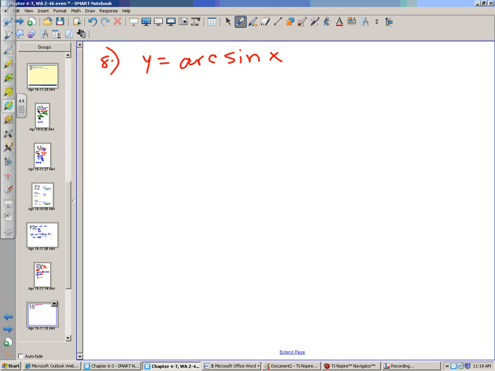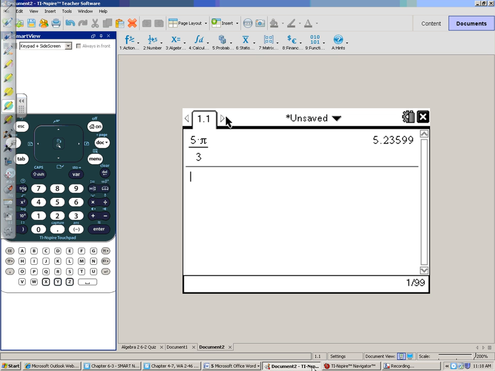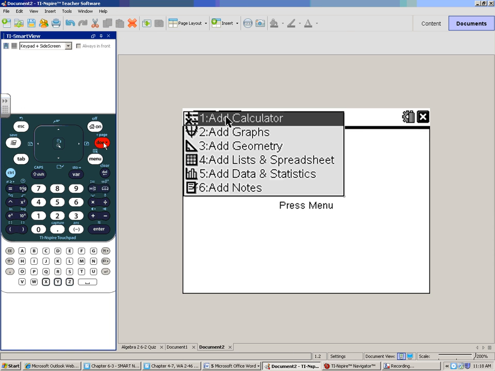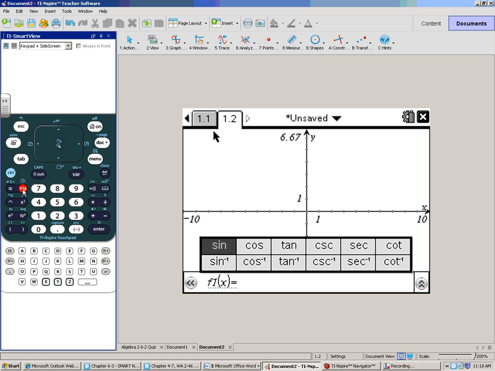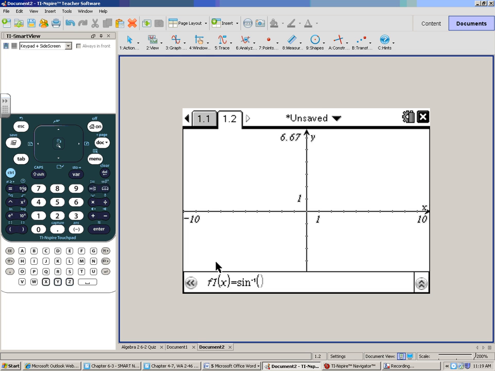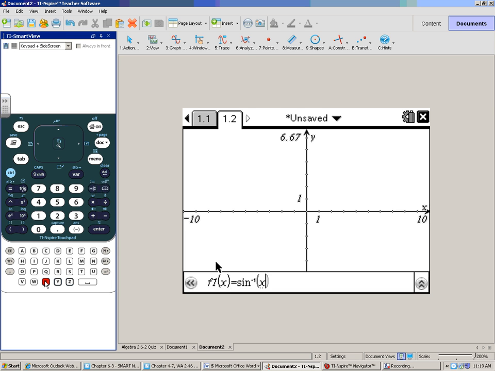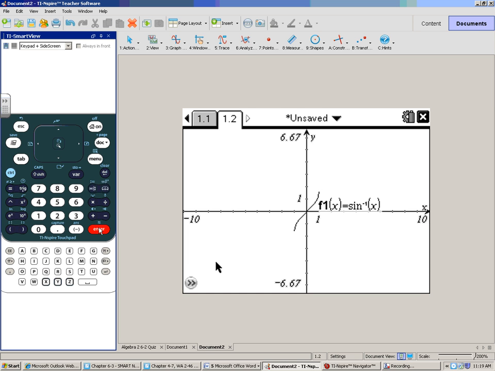So what we're going to do is pull up our graphing calculator. I'm going to add a new page, and I want a graphs page. Why do I want a graphs page? Because I want to graph it, because I want the table, don't I? So I'm going to hit trig. Do you see arc sine in there? What do you see? Sine to the -1, which is sine inverse. I hit X, and I hit Enter. There's my function. Do we see it?